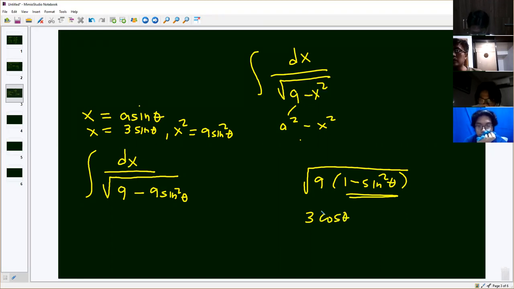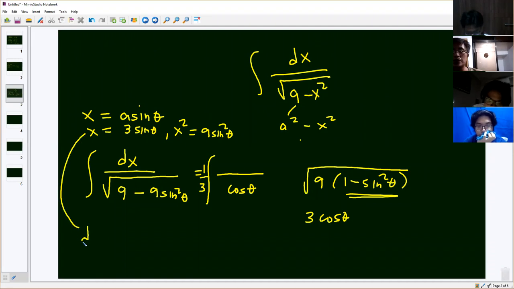Right? So what will happen, the denominator would be integral of 3 cosine theta. I'll put 1/3 outside. Again, I always take the constant outside. 1/3 outside. Now, there's still a problem, dx, right? From your substitution, x is 3 sine theta. Of course, here you get dx. Dx is what? The derivative of 3 sine, which is 3 cosine theta d theta. 3 cosine theta d theta, right?